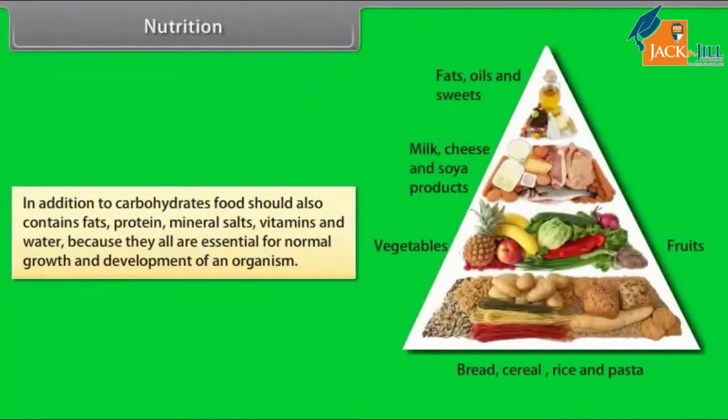Starch and glucose in combined form are known as carbohydrates. When we require instant energy, then we should take carbohydrates. In addition to carbohydrates, food should also contain fats, protein, mineral salts, vitamins and water because they are all essential for normal growth and development of an organism.